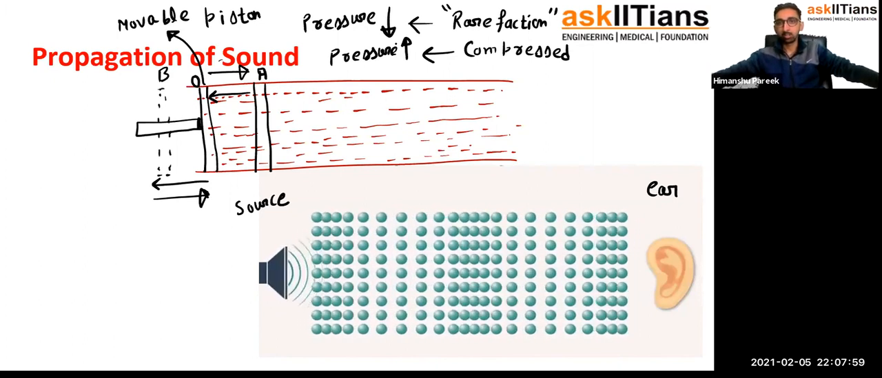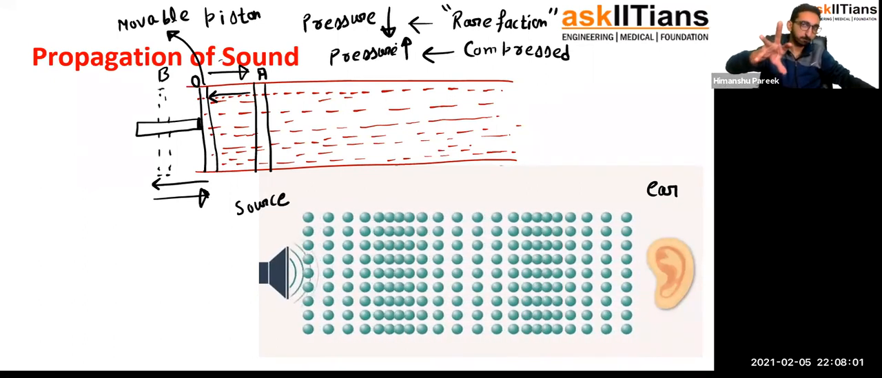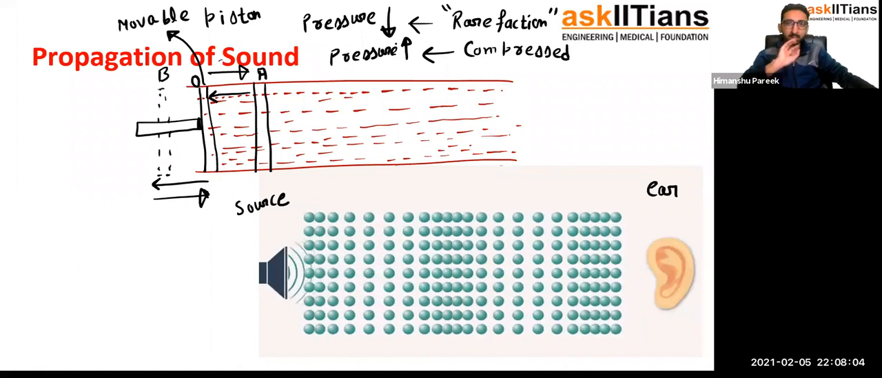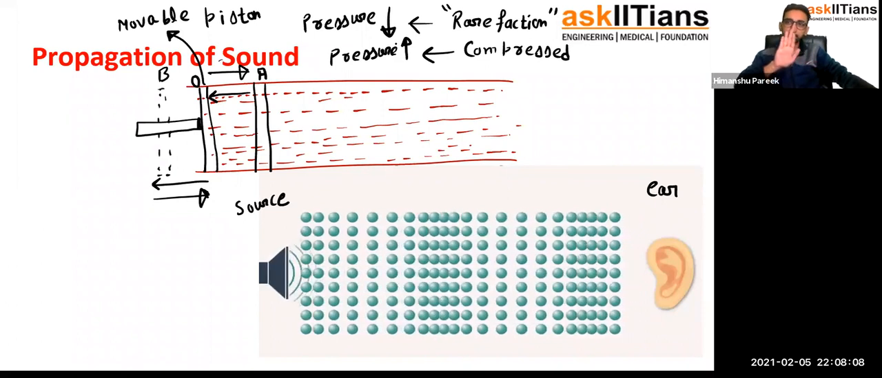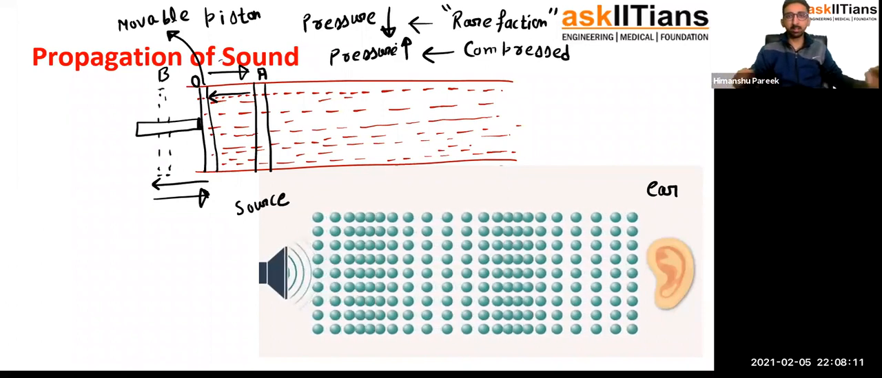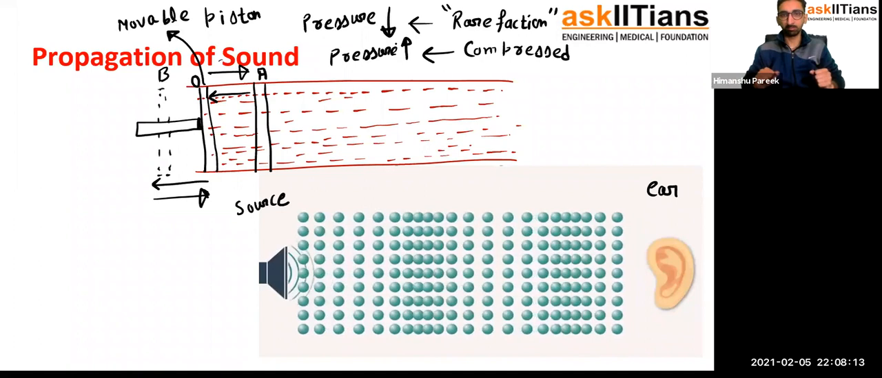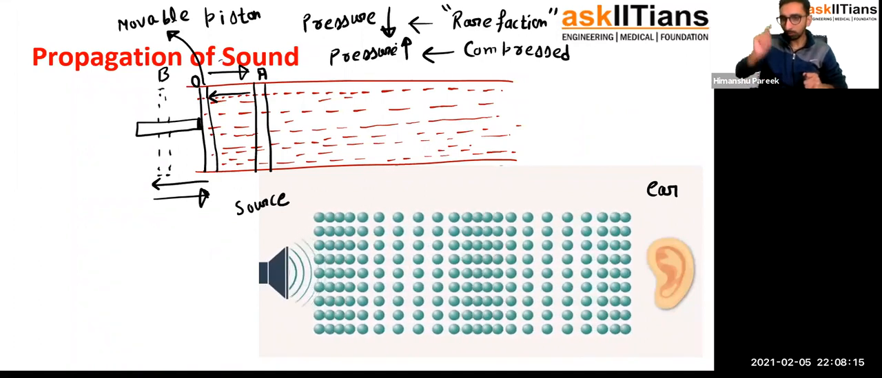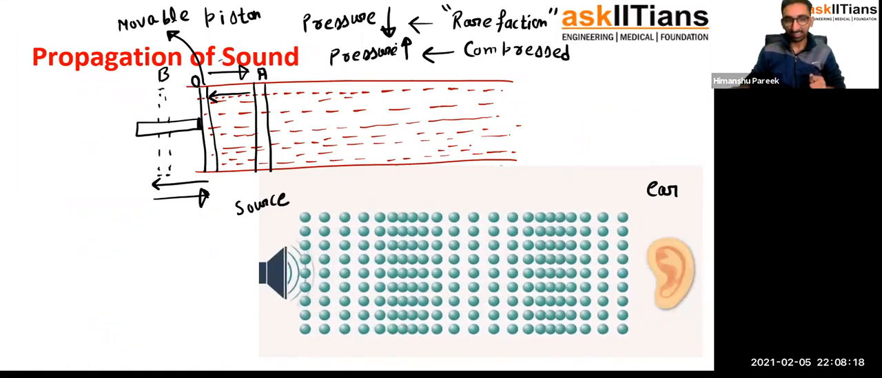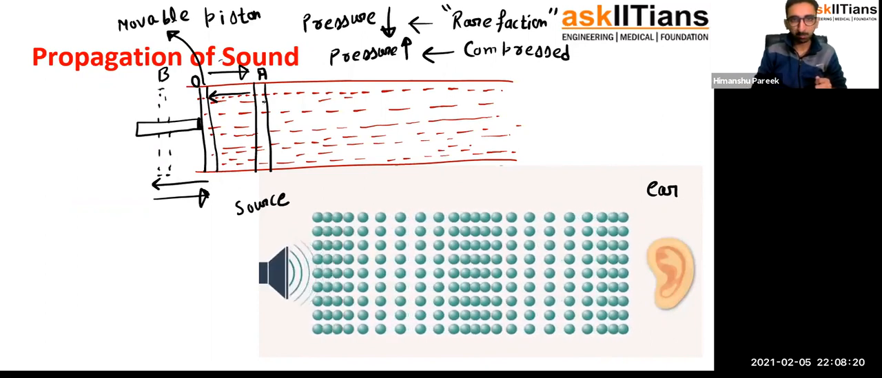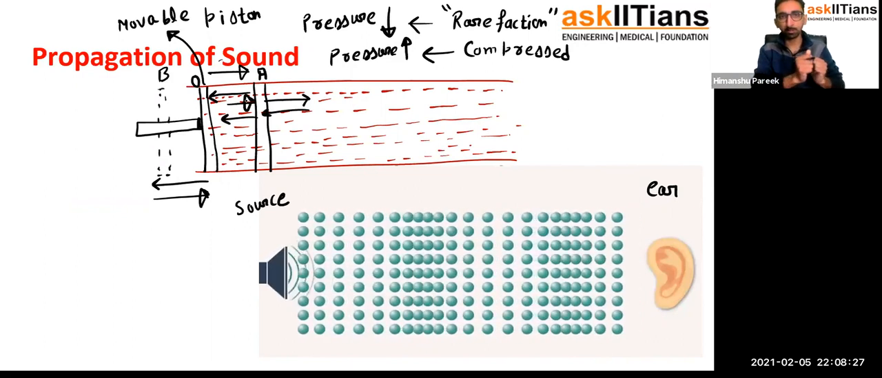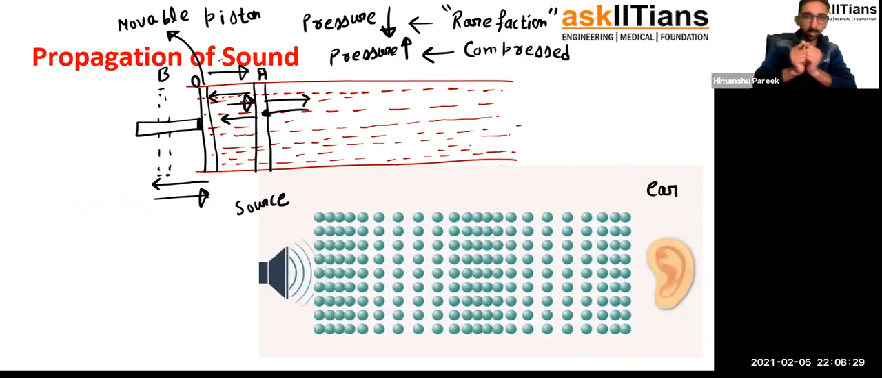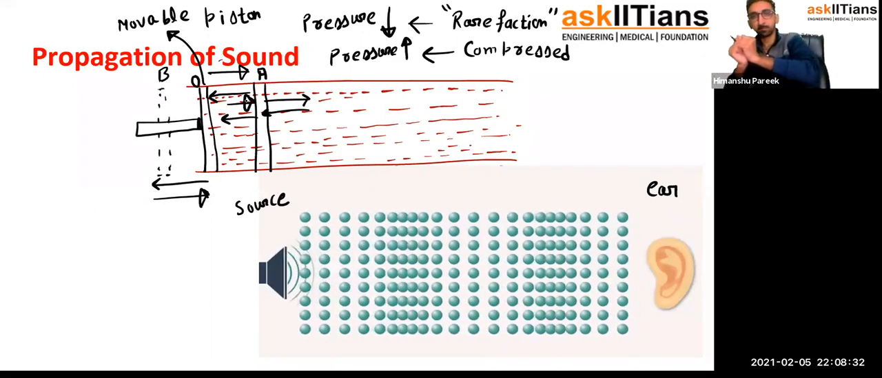So basically when I'm speaking, I am pressing the particles. So that is producing a compression and rarefaction like this. Every particle will stand on its own position. It will not go from here to there. This particle is going this way, coming back, going this way, coming back. As you move the piston, it goes forward, comes back, goes this way, comes back, right?